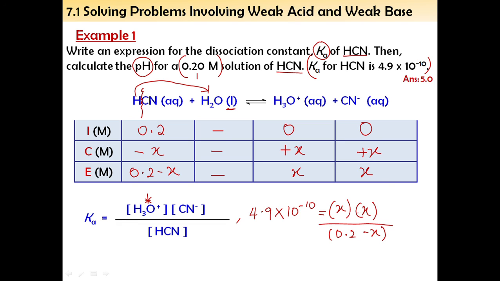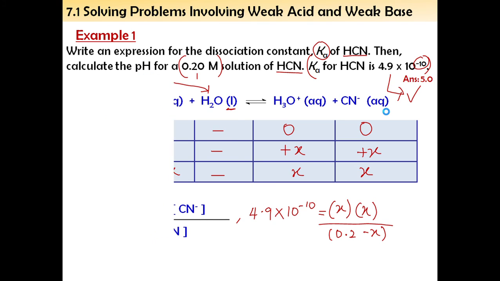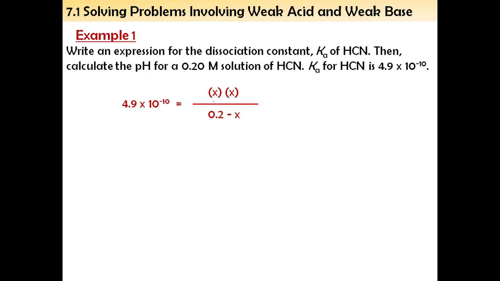But remember, I have mentioned before, if Ka or Kb value is -5 and seterusnya, ataupun lower or equal with -5, kita boleh guna assumption. Cuba kita tengok balik Ka value yang diberi. This is -10. So, -10 is lower than -5. Boleh guna assumption? Boleh guna assumption. Macam mana nak assume? Saya akan tunjuk dekat sini. This is what I got after I substitute the value into the expression, and I already told you that this value we can use assumption.